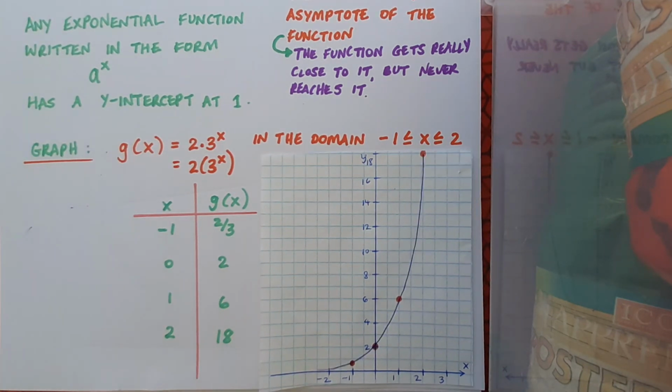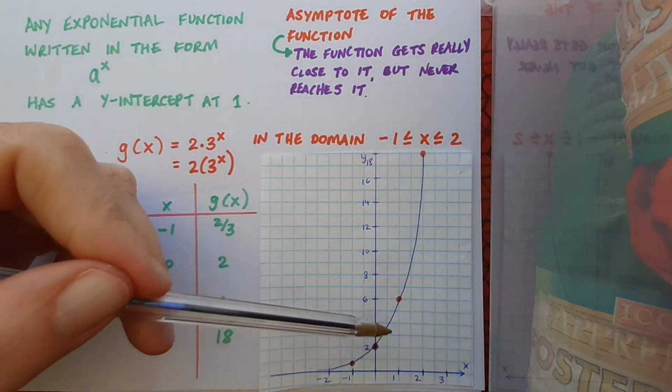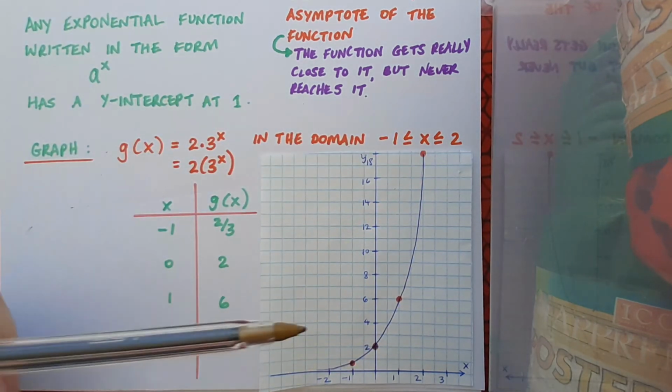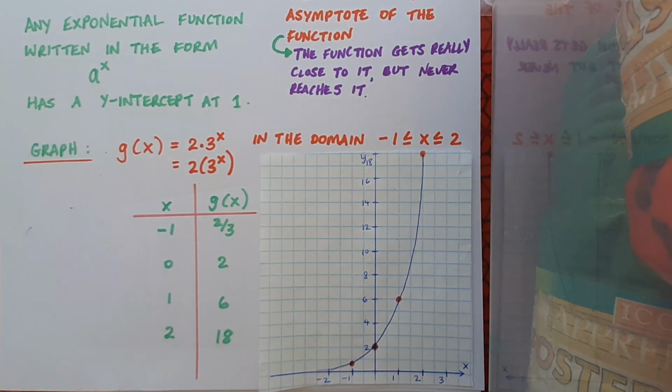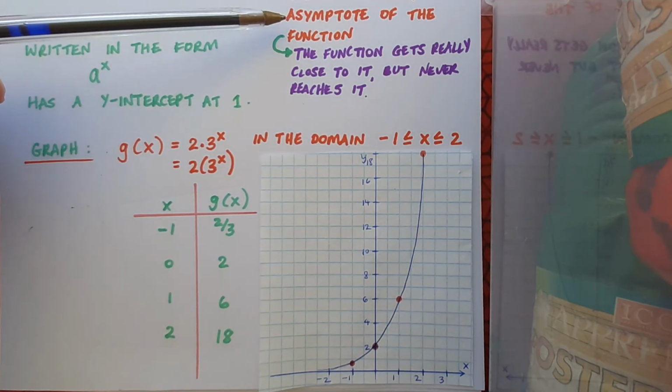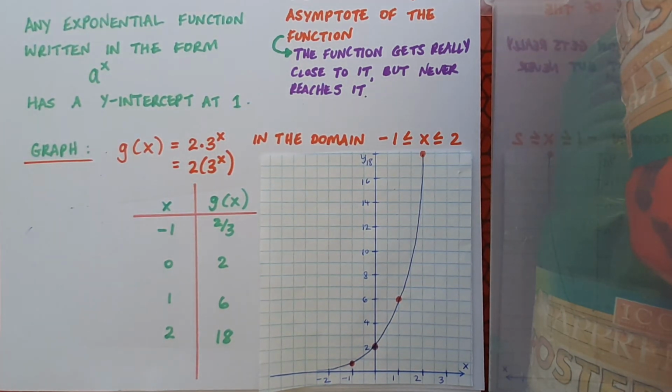So I've drawn in my curve. And again, notice how it gets steep really quite quickly here on the right-hand side. And on the left, I've come a little bit behind that -1, just again to show that I'm getting really, really close to the x-axis, but I'm not getting down as far as it. So don't run the curve into the x-axis. Remember, like we said, the x-axis is an asymptote of the function. So the function gets really close to it, but never reaches it.